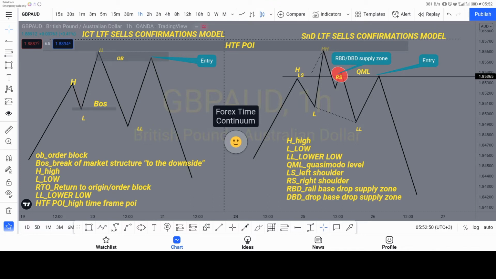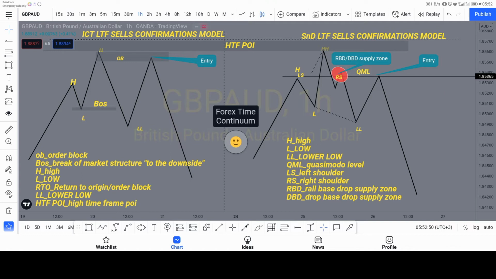I have explained the abbreviations. The OB is the order block, the BOS is the break of market structure to the downside, because we are now breaking the structure to the downside because we are selling. Then we have a high and a low, a return to origin or the order block. Then we have a low. So that's the ICT model.